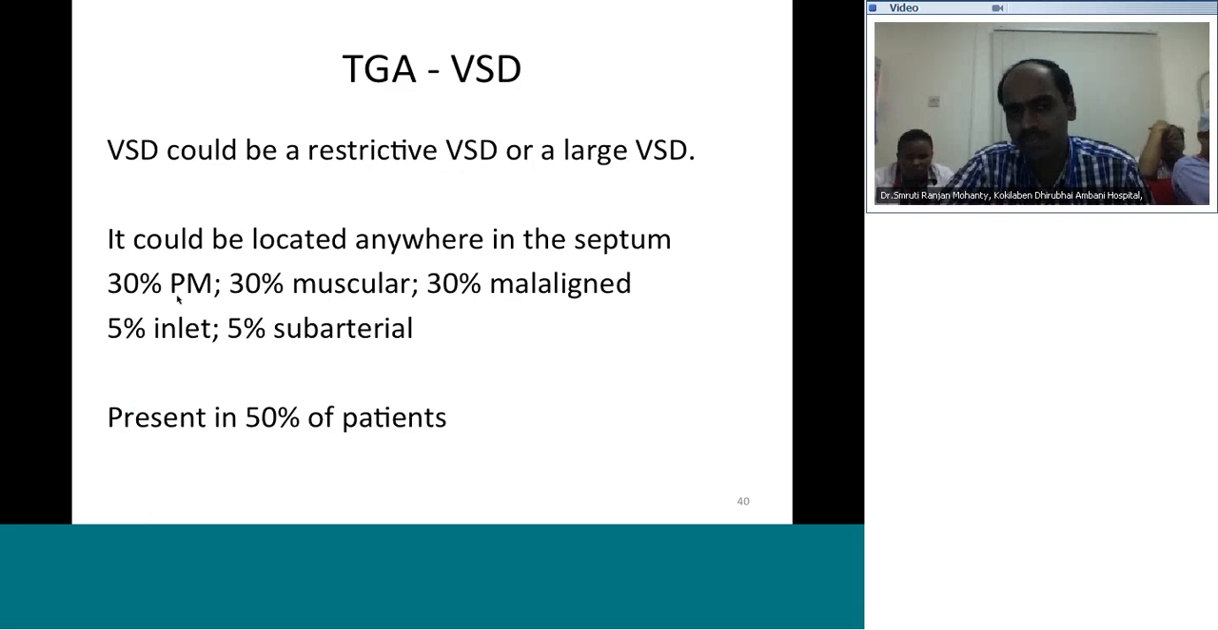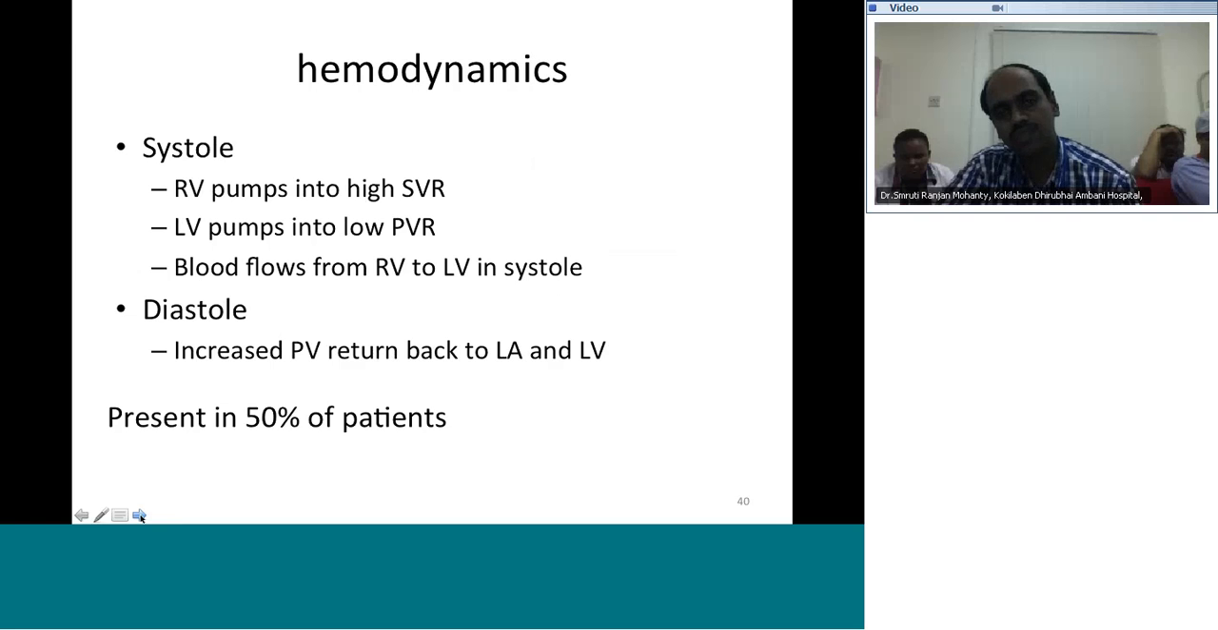30% perimembranous subpulmonic, 30% muscular, 30% malaligned. Malaligned means either anterior deviation or posterior deviation, some conal septal deviation, straddling of the tricuspid valve, straddling of the mitral, some malalignment in 30%. About 5% will have an inlet VSD without any malalignment, and 55% will be subarterial, that means subaortic. VSD is present in almost 50% of the patients.